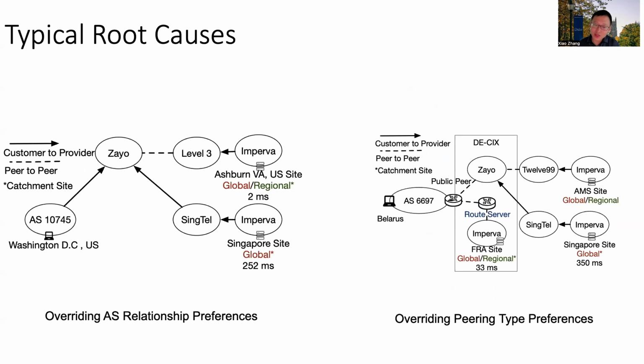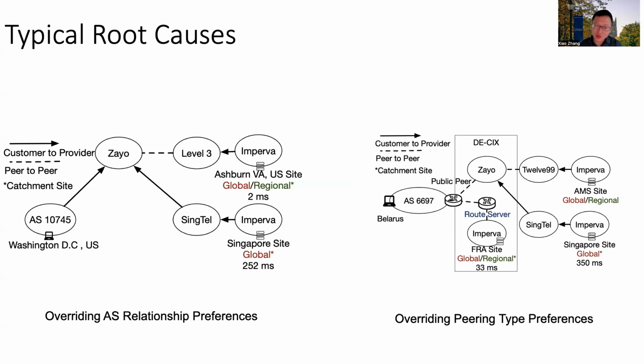But what is the reason? In this part, we analyze the traceroutes which have 5 milliseconds better round-trip time in the regional Anycast and find 2 typical root causes. After getting the traceroutes, we get the AS and IXP path of the regional and also global traces. For the first case, we find that regional IP Anycast can optimize the performance by overriding AS relationship preferences.